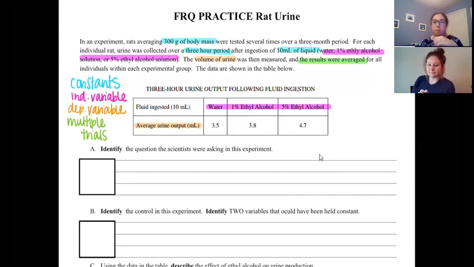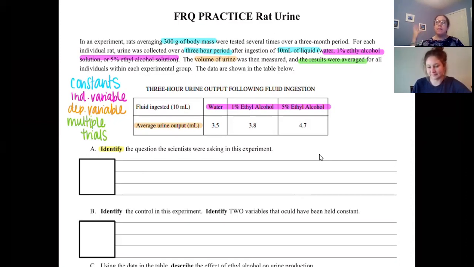So in this first part, part A, you'll notice that the word identify is in bold. Now that's very important. College Board will always bold the words or the task that they want you to do. So in this case, they're asking you to identify the question that the scientist was asking.